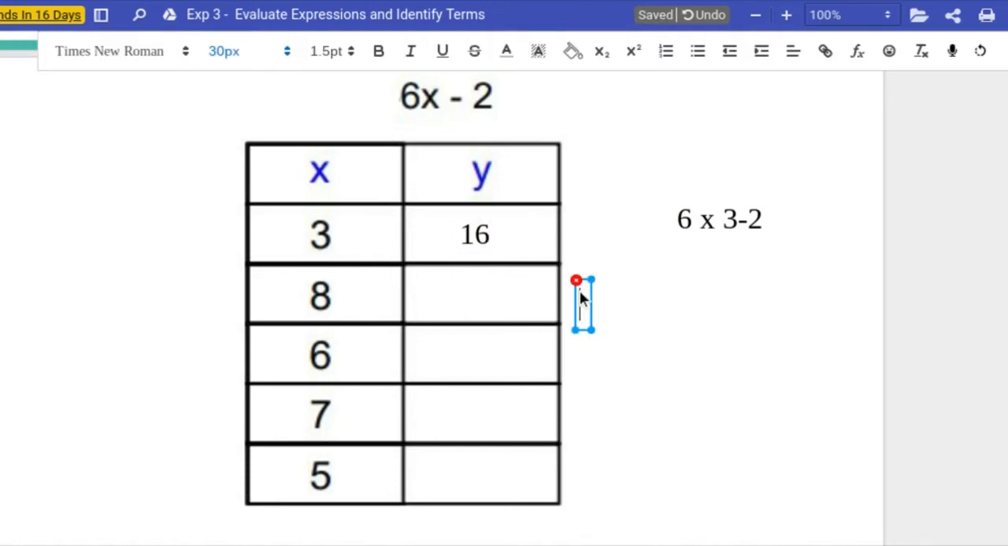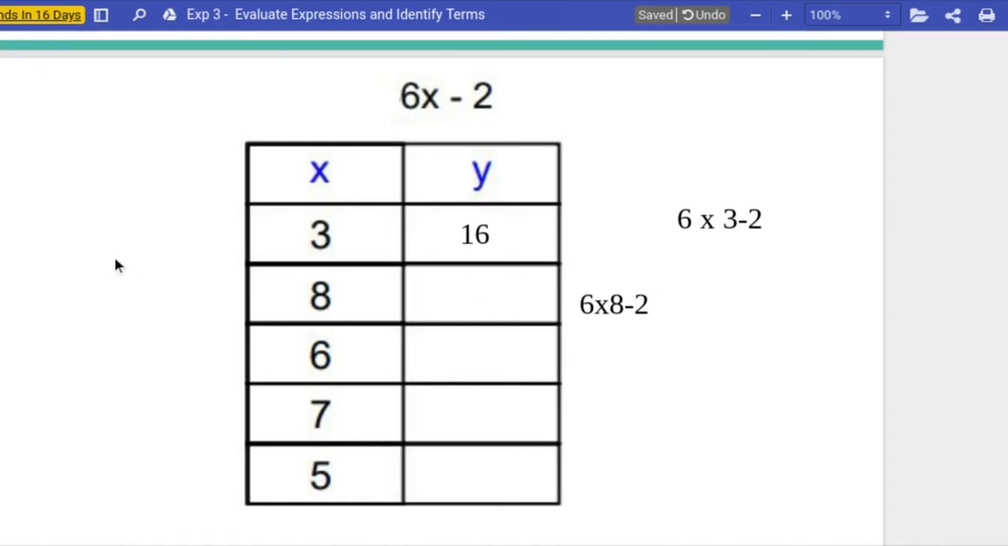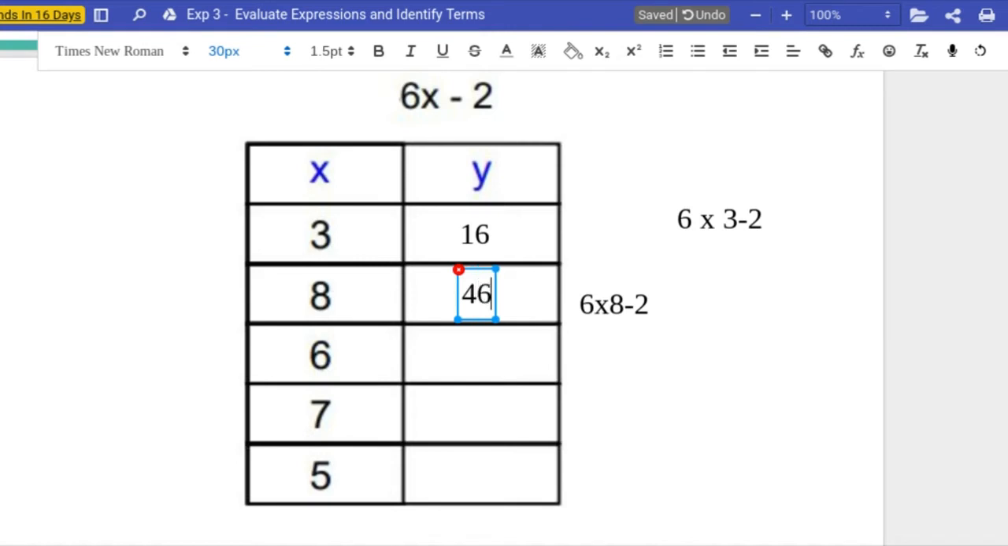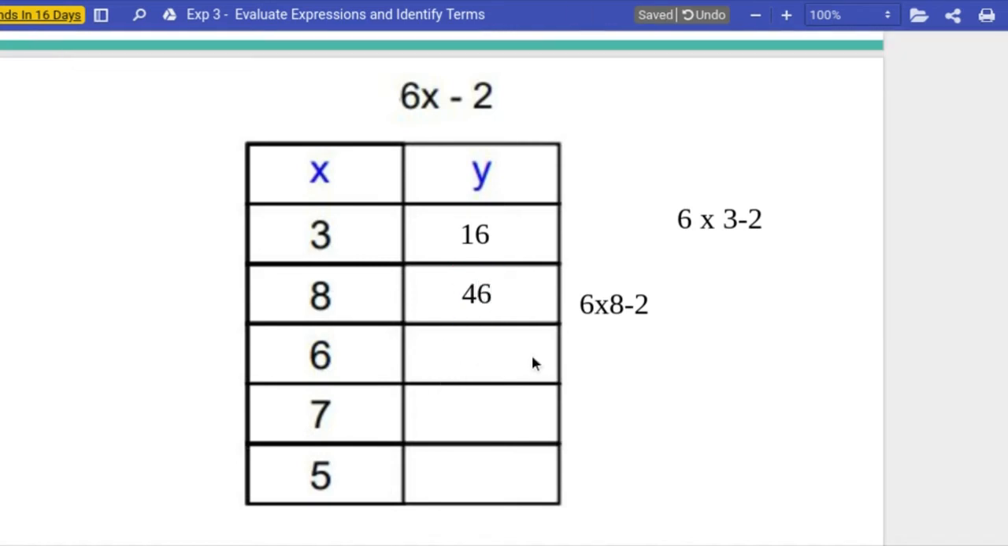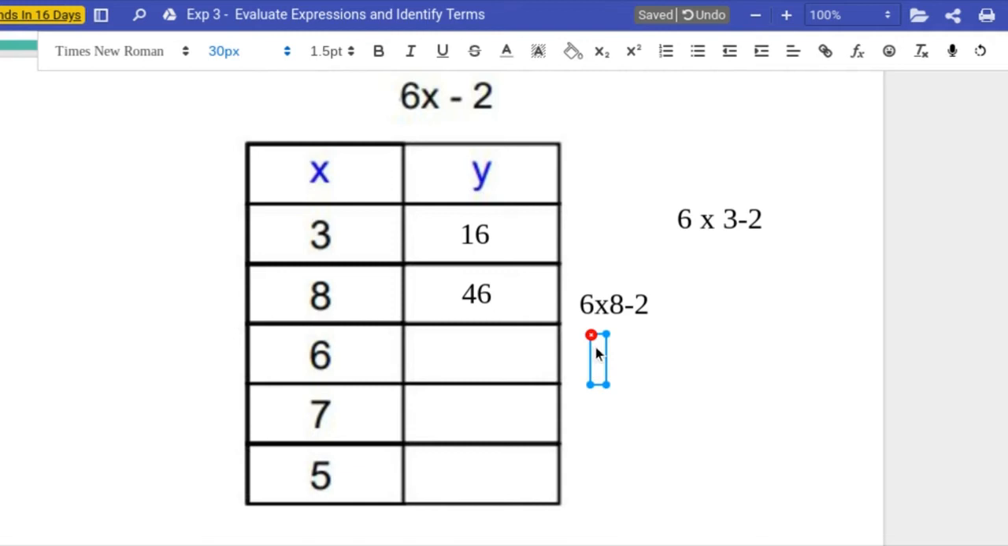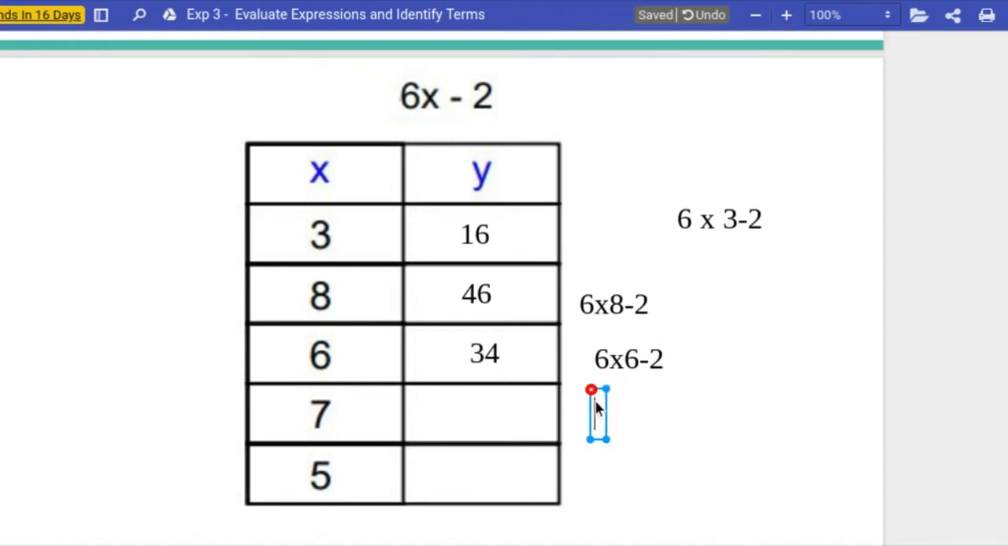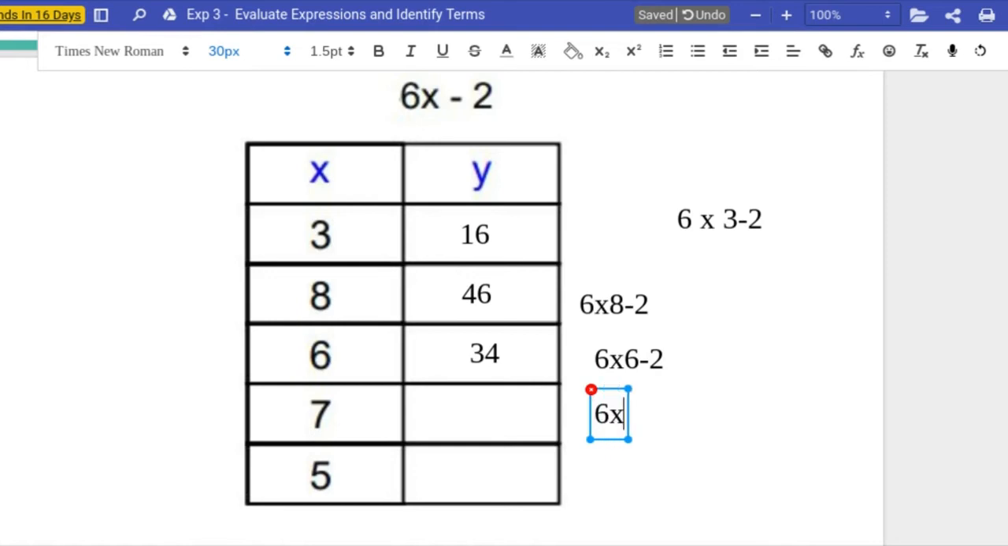If I put 8 in for x, I would have 6 times 8 minus 2. So 6 times 8 is 48. Minus 2 is 46. If I put a 6 in, I would have 6 times 6 minus 2. 6 times 6 is 36, and 36 minus 2 is 34. If I put 7 in for x, I would have 6 times 7 minus 2. So 42 minus 2 is equal to 40.